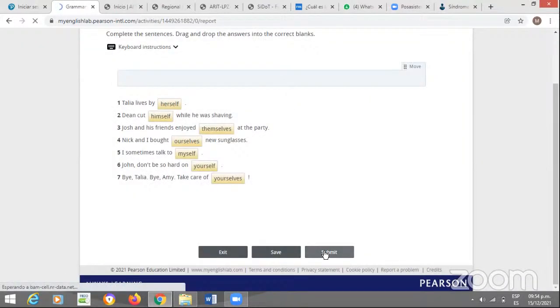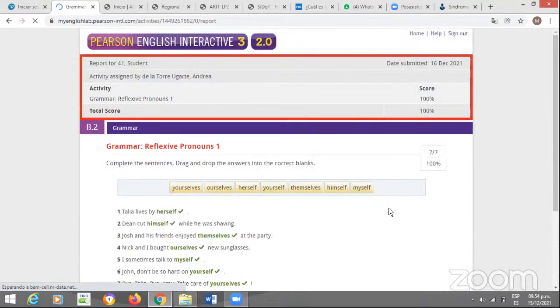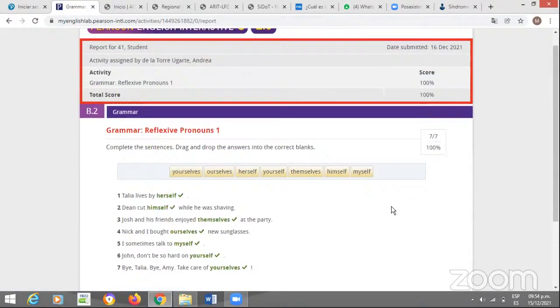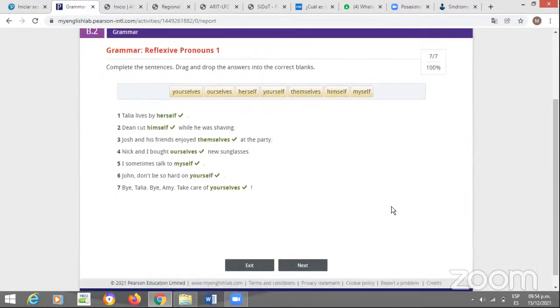Okay, let's see. Perfect, any mistake. So now let's go next for the second, reflexive pronouns 2.